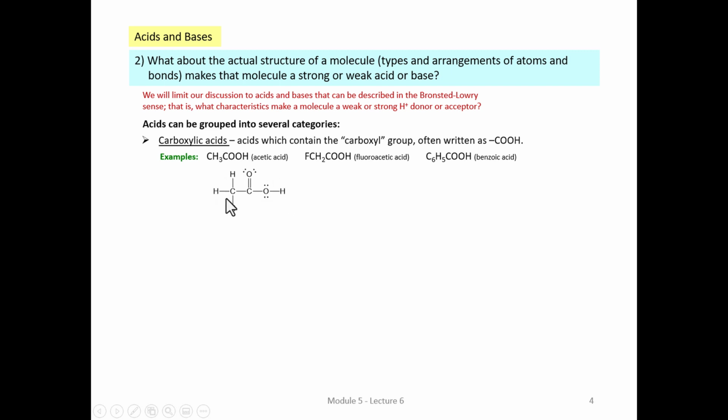Here's the familiar Lewis structure for acetic acid. We've already seen the structure of fluoroacetic acid. And just to remind you, I've omitted the lone pairs on the fluorine. And here's the Lewis structure of benzoic acid. This structure here, just to remind you, is a 6-carbon ring. So each vertex here is a carbon, and then there's one hydrogen off each carbon, and this ring has alternate double and single bonds. It's what's called an aromatic ring. That's the C6H5 part of benzoic acid.